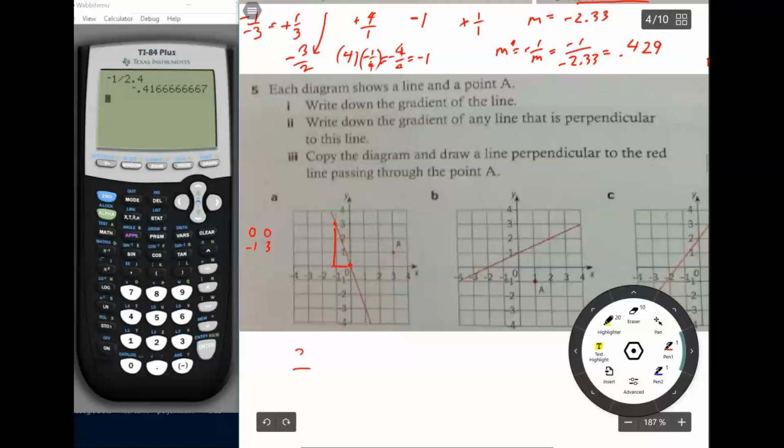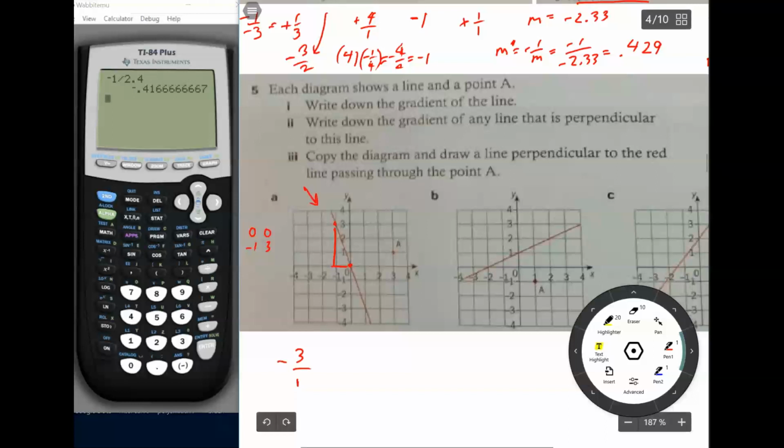I see 3 horizontal blocks, and I see 3 vertical blocks, and I see 1 horizontal block. Rise over run, so 3 over 1. Is it negative slope or positive slope? It's negative slope because it's going down, right? So I'm going to put -3.